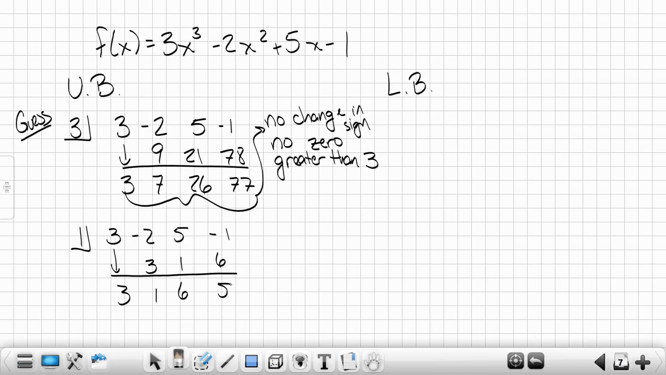So all my answers are still positive when I used 1. So there is no zero greater than 1. I should keep on trying lower, technically speaking, but at this point, I'm going to stop. I'm going to call 1 my upper bound.